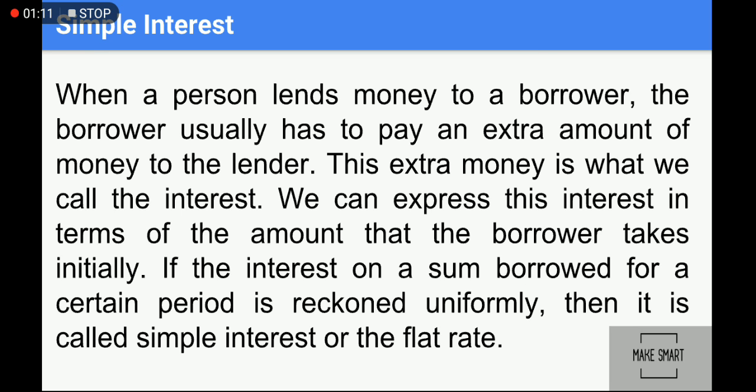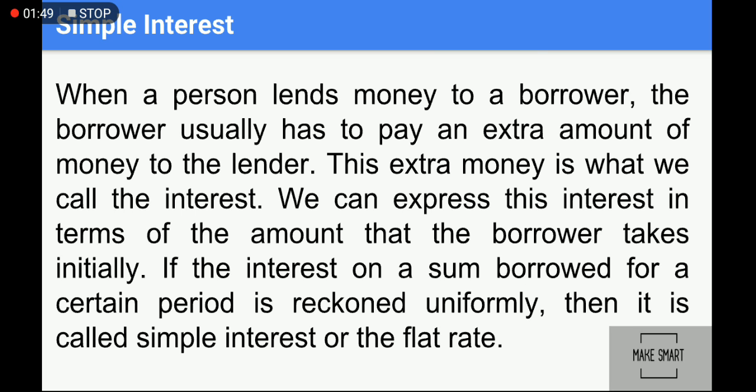Means 100 rupees your friend borrows from you, and after 1 year he gives you 10% of it as interest along with it. Now 10% of 100 is 10 rupees, so your friend returns to you 100 plus 10, which means 110 rupees. This is the sum amount plus simple interest. That 10 rupees extra amount is called simple interest. This is for 1 year.